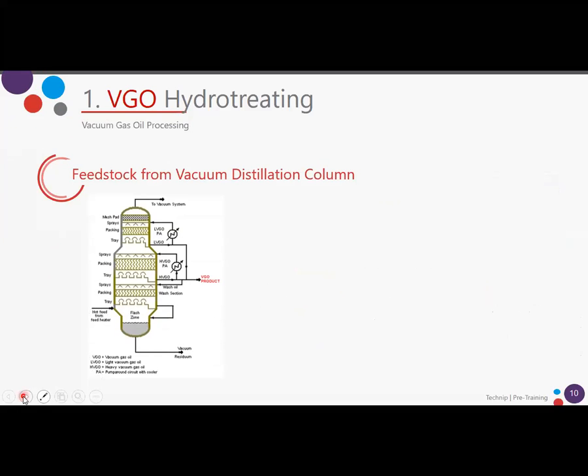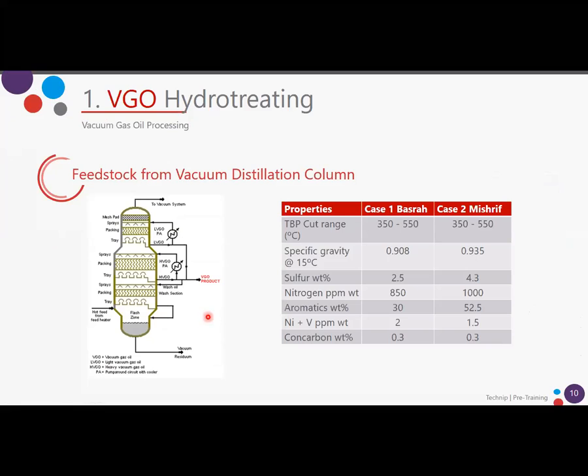So the feedstock, remember that we said that it is coming from the vacuum distillation unit. Remember, this is the vacuum distillation tower, and this is our VGO product, okay? And we have these characteristics of this VGO for the two cases, for the two crudes. Case 1 was RAB and case 2 Misreef. This is the TBP cut range. We have this specific gravity.